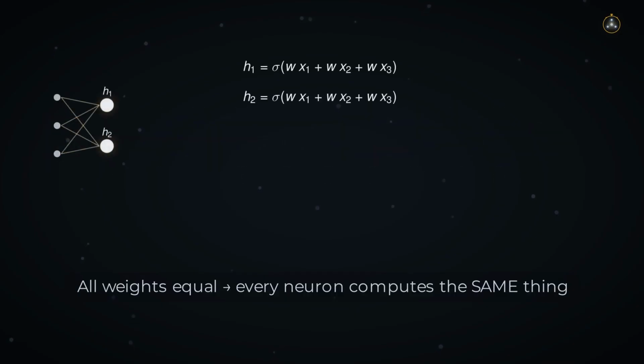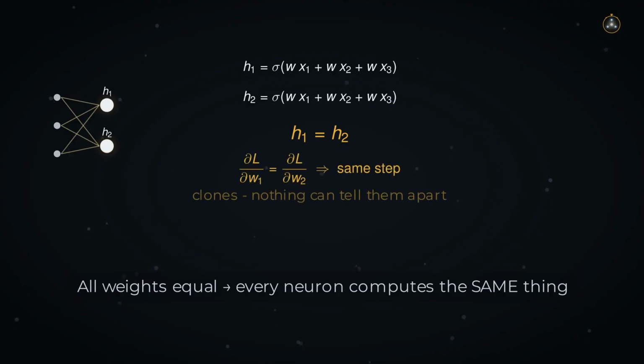These two neurons take the same inputs times the same weight, so their formulas are the same, symbol for symbol. Same formula, same output. And because they compute the same value, the loss sends them the same gradient, the same step. After the update, they are still equal. They're clones, and nothing here can tell them apart.